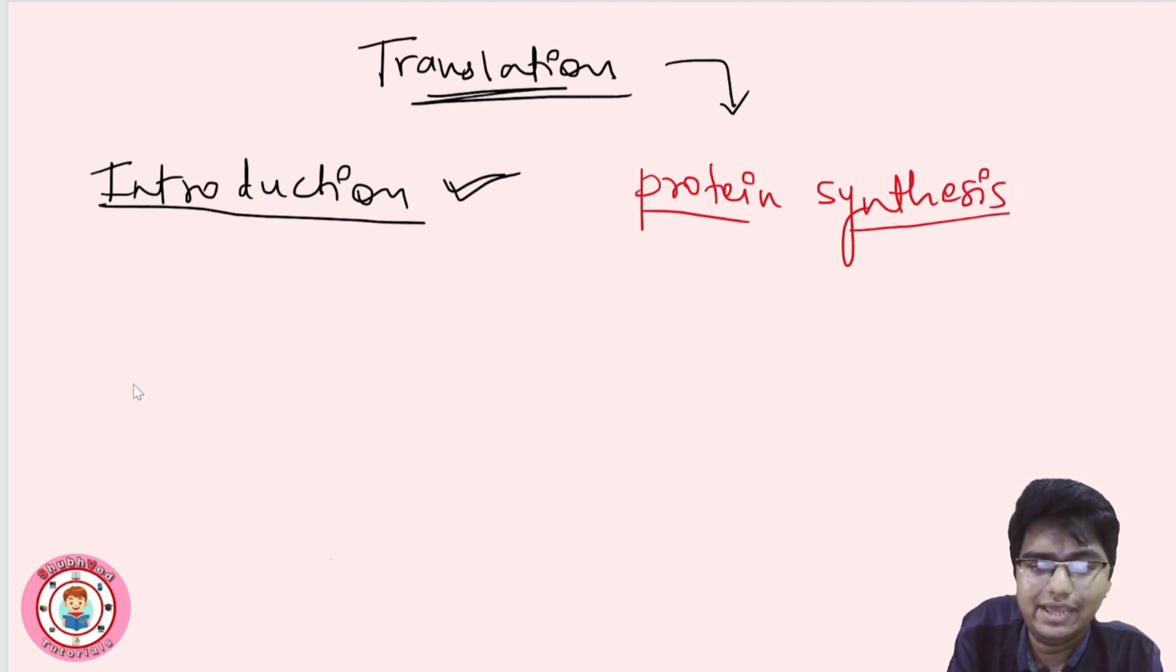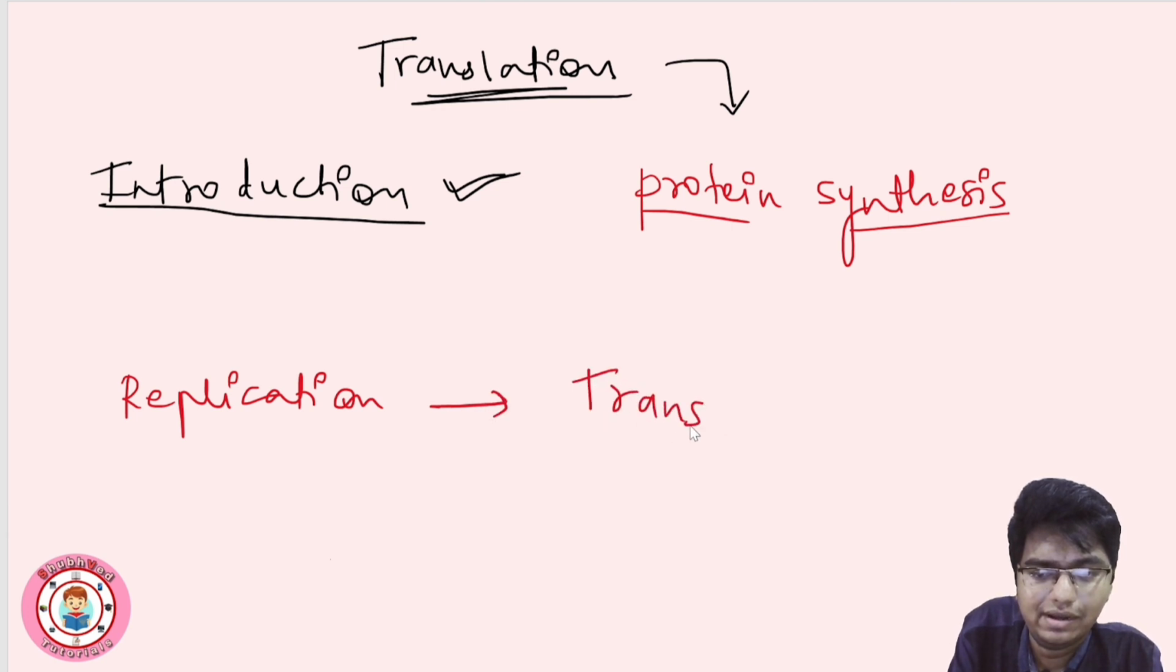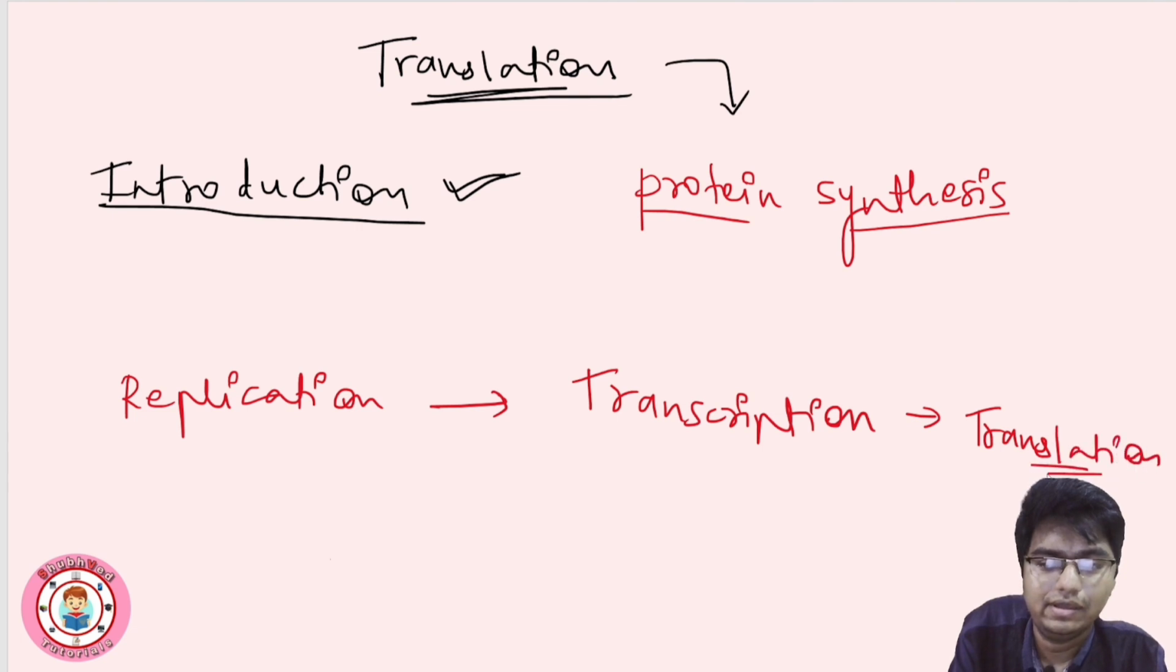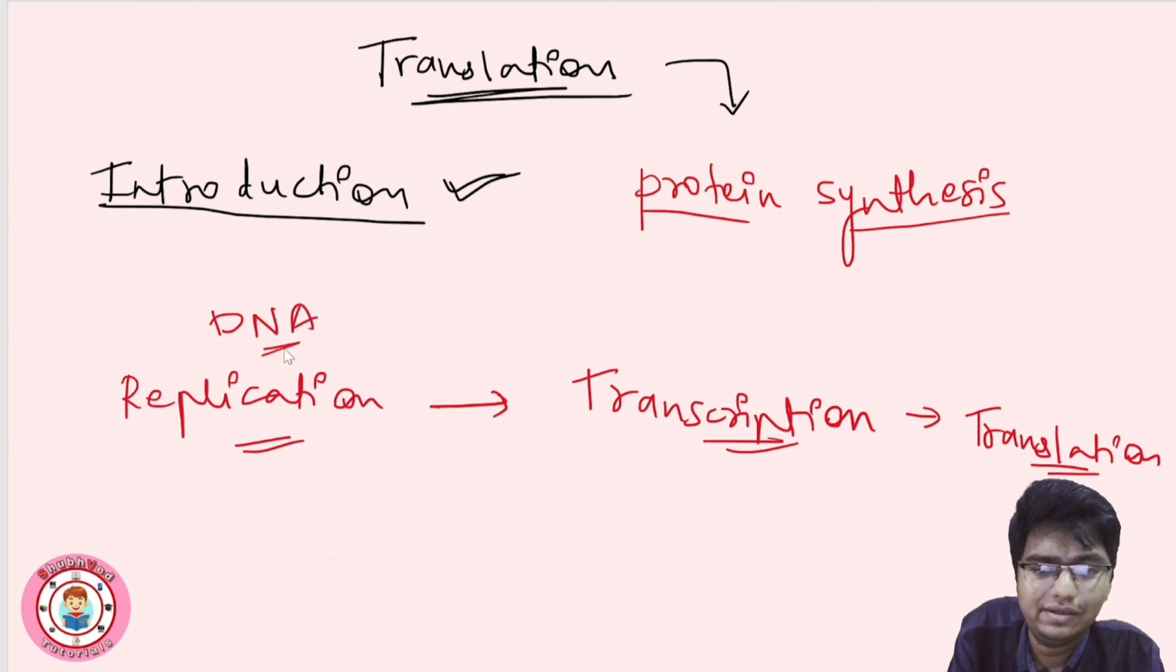So what have we seen so far? Replication, transcription, and now translation. Right, all these three processes are known as the central dogma of biology. In replication, DNA replicates. In transcription, mRNA is synthesized, messenger RNA. And in translation, actual protein synthesis takes place.